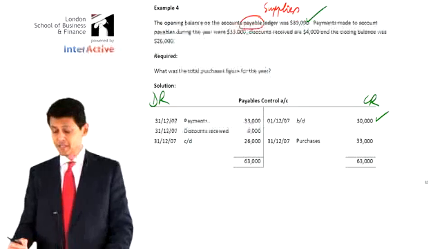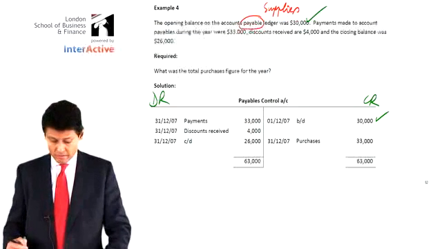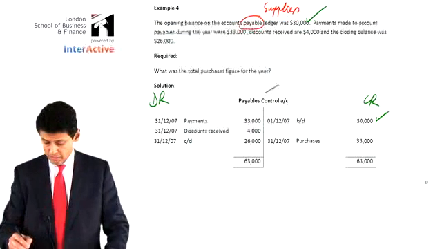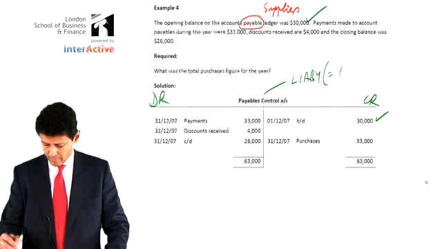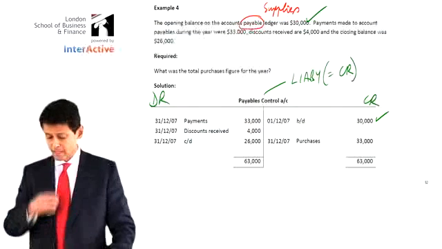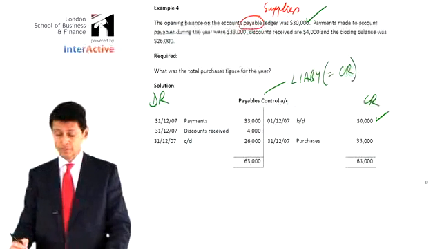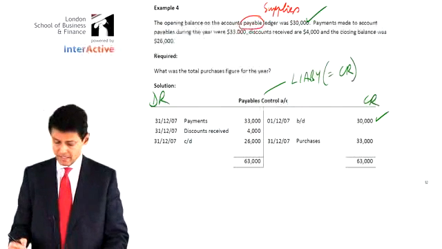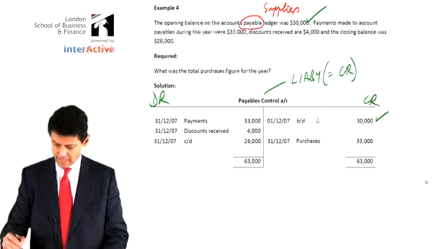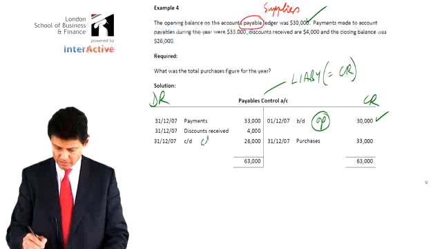So the opening balance is on the credit side on the grounds that this payables control is a liability, because obviously liabilities are amounts you owe, and of course liabilities are credits. So the opening balance must be a credit item. So that's the opening. This one is the closing.